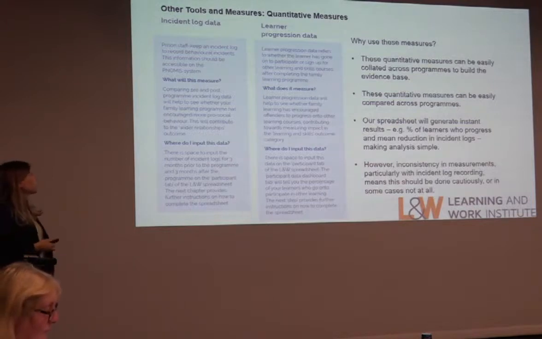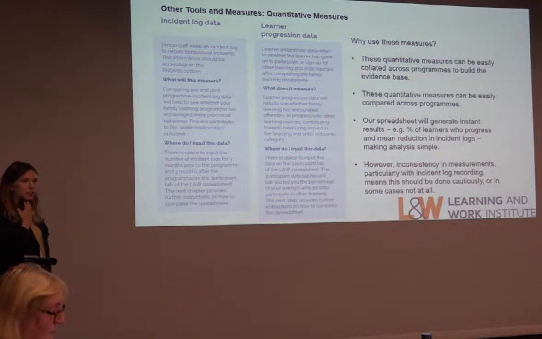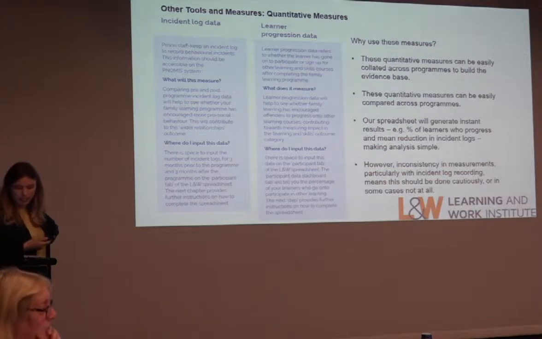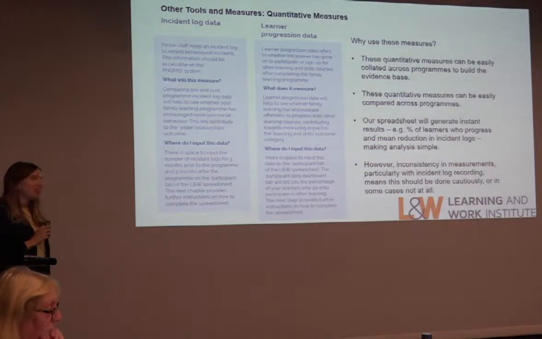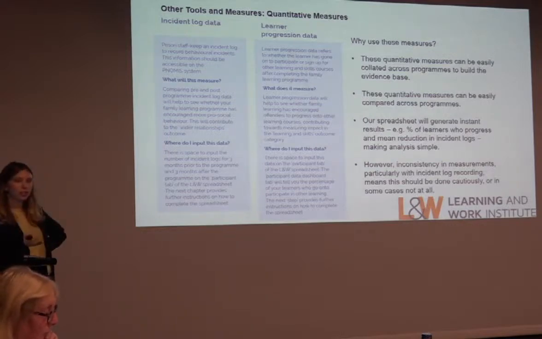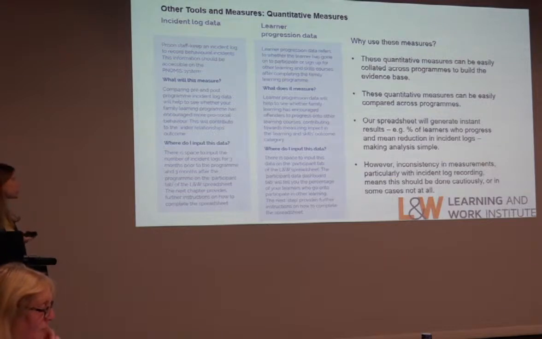I'll start with the learner progression data. In terms of the impact that family learning can have on learning and skills, we thought it'd be interesting to look at progression onto other learning courses after completion of the family learning course. For most providers, they have access to this on the PNOMIS system, from what we can tell, but let me know if that's not true. We put in a measure of the percentage of learners that go on to another course. Again, that can be recorded on the spreadsheet, and it will let you know automatically what percentage of your learners have gone on to another course if you record the individuals.